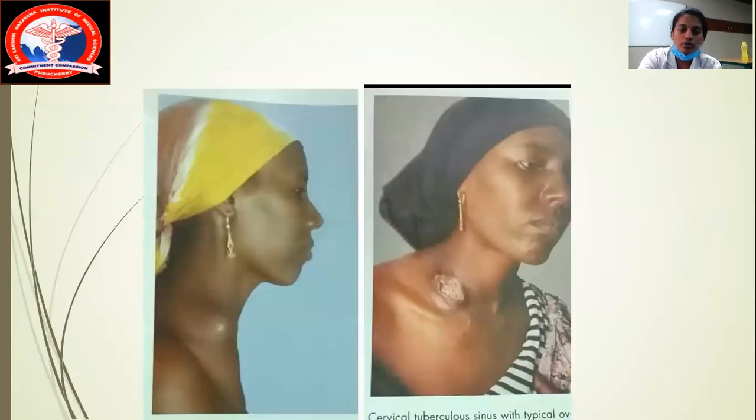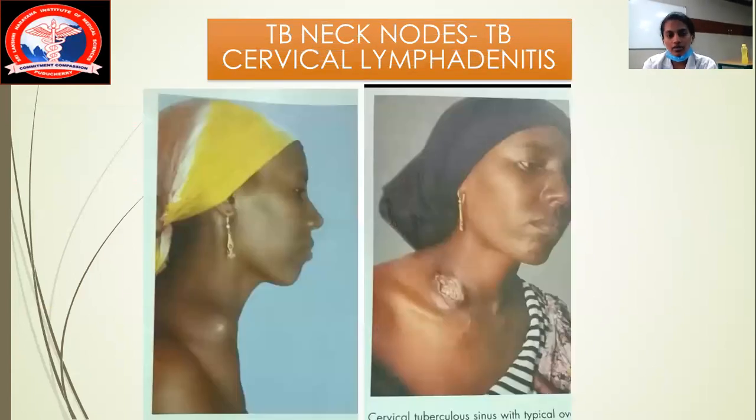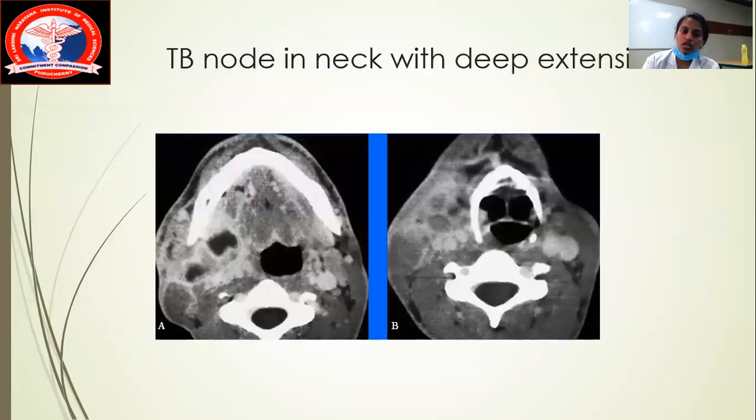Here we can see that the cervical lymph node has ruptured, and therefore the patient has an ulcer in that particular area. Here you can also see a TB node with a deep extension. See, here we can see a TB node. Can you see it here?